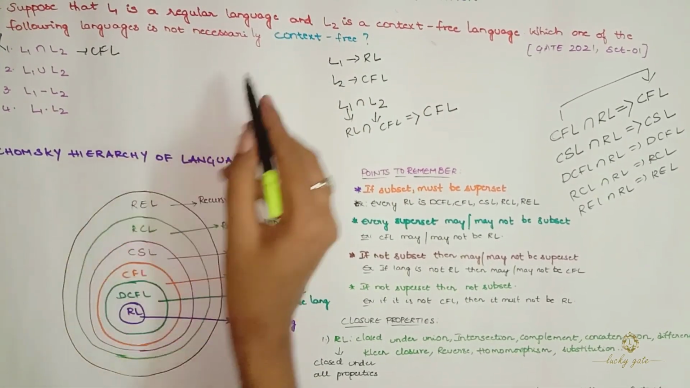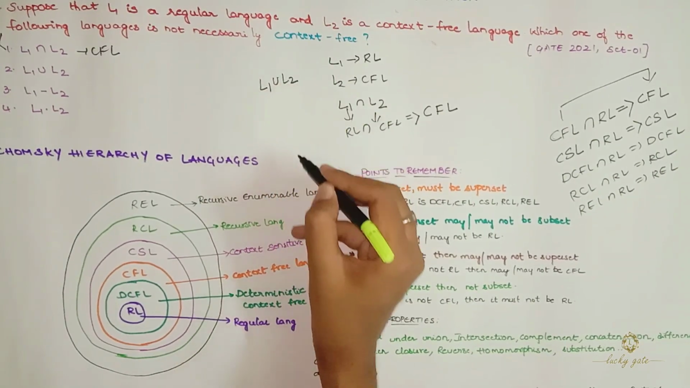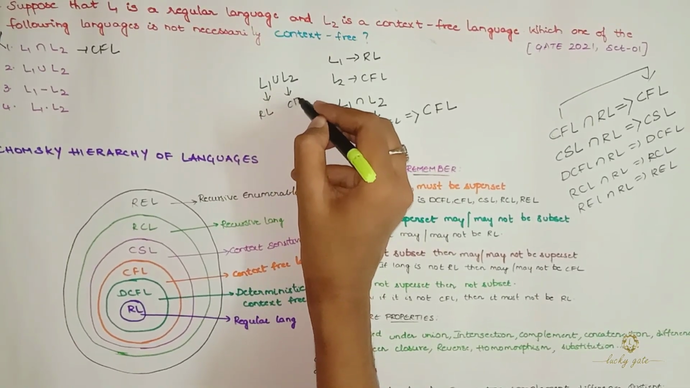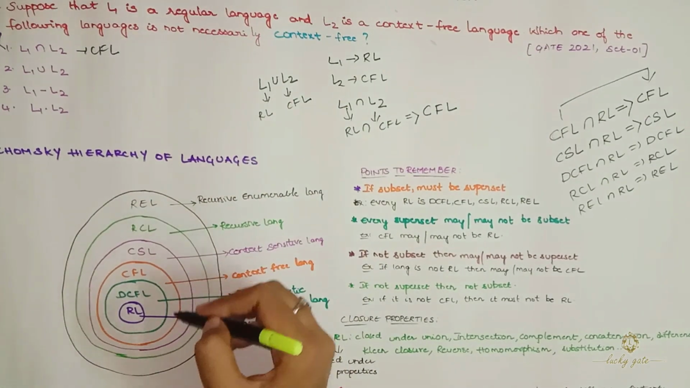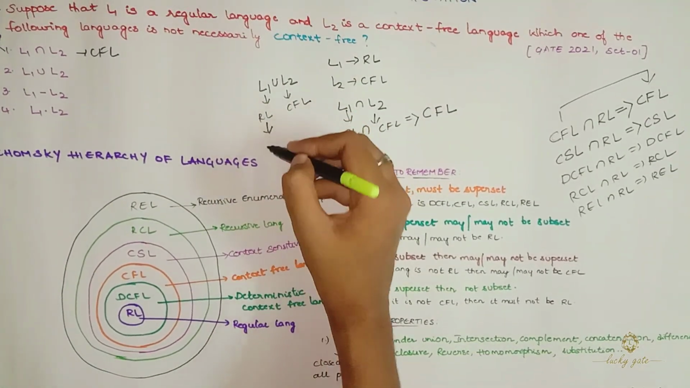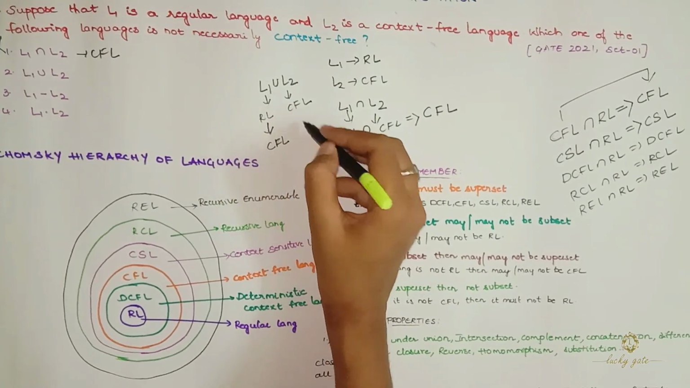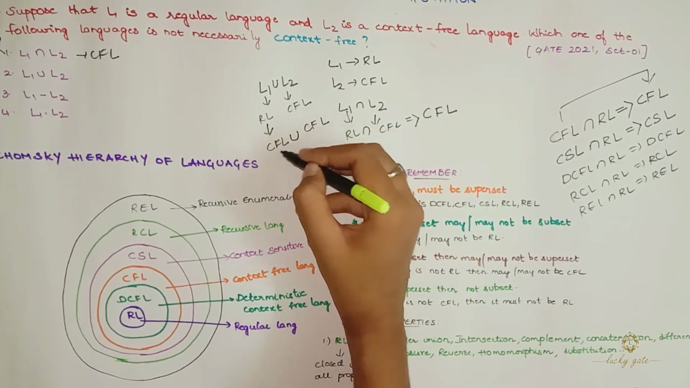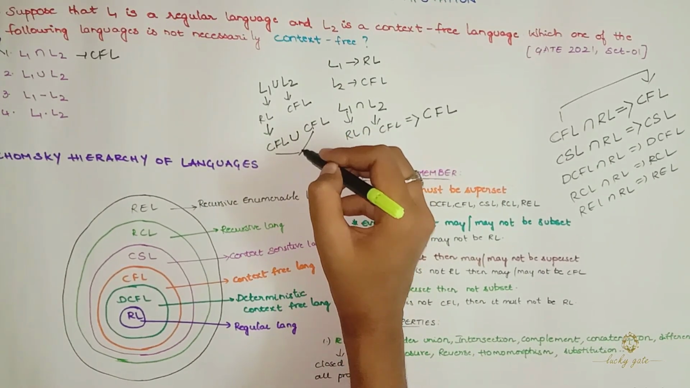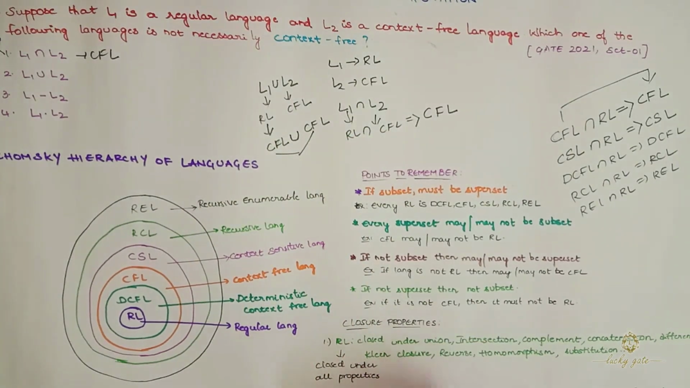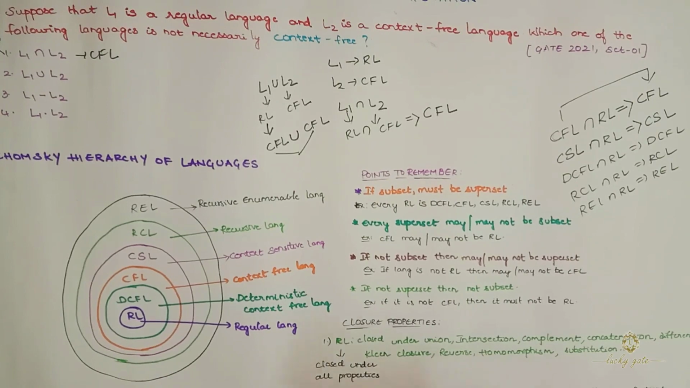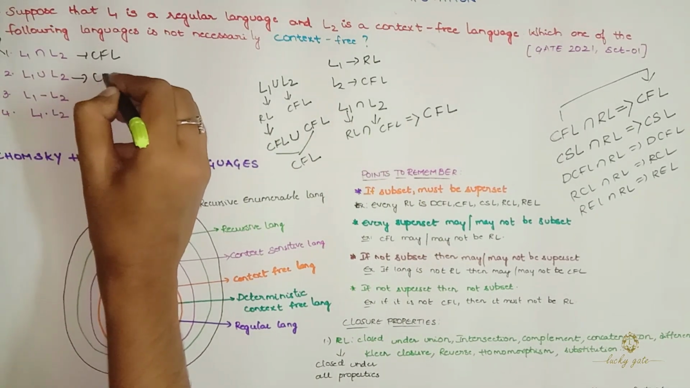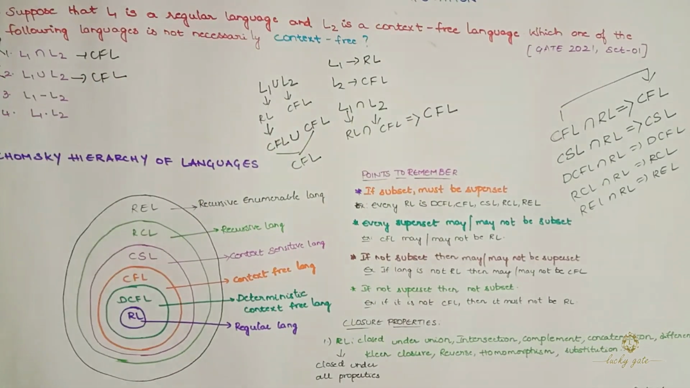Now let's see the second one. It is L1 union L2. L1 is a regular language and L2 is a CFL. According to the Chomsky hierarchy of languages, we can write a regular language as a CFL, and L2 is also a CFL. Now it is performing union between two CFLs. We discussed the closure property that CFLs are closed under union. So the resulting language will definitely be a CFL, so this is not our answer.